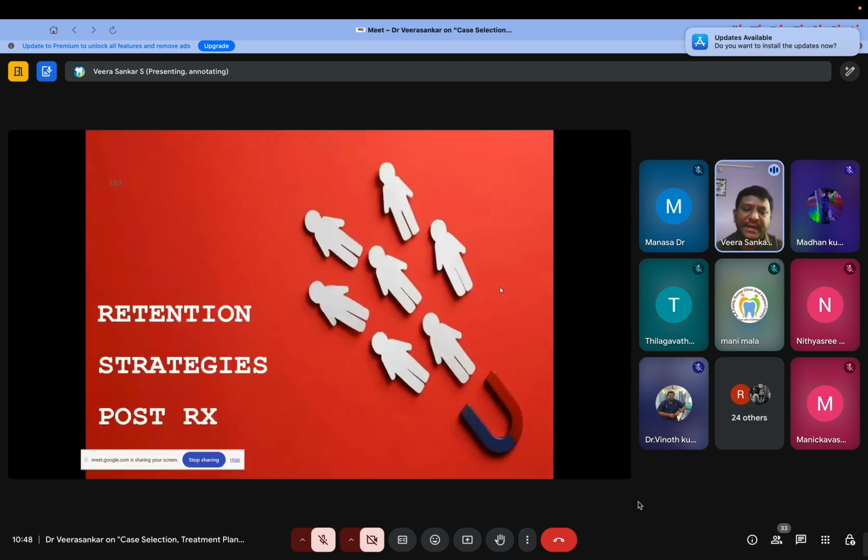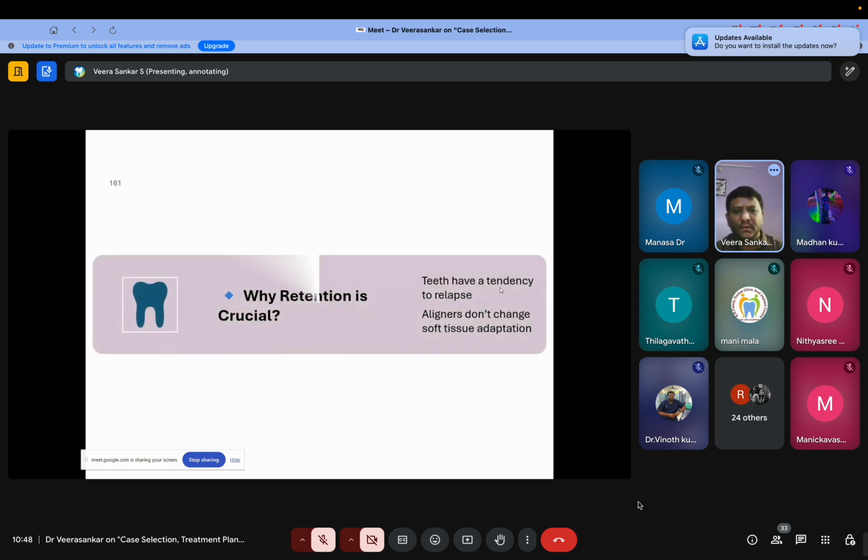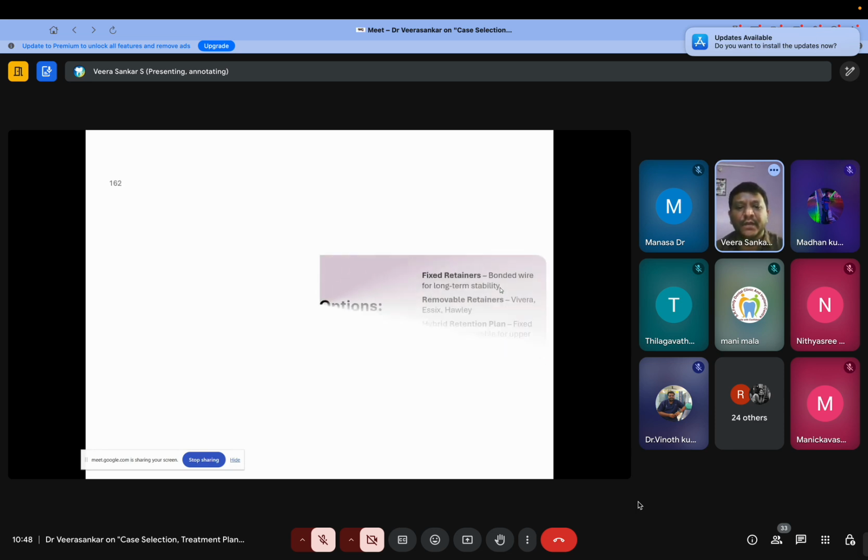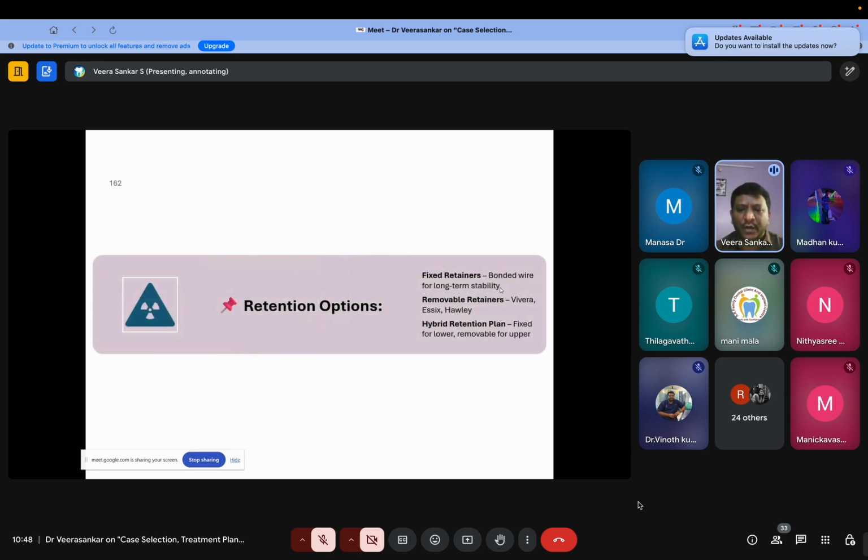Coming to the retention strategies post-treatment. Why is retention crucial? Teeth have a tendency to relapse. Aligners don't change the soft tissue adaptation. So fixed retainers, bonded wire for long-term stability, are advised, or else removable retainers like Essix retainer, Vivera retainer or Hawley retainers are advised. A hybrid retention plan with a fixed retainer on the lower and a removable retainer on the upper is also indicated. You can discuss and decide about the pros and cons of these different retainers and plan the retention.